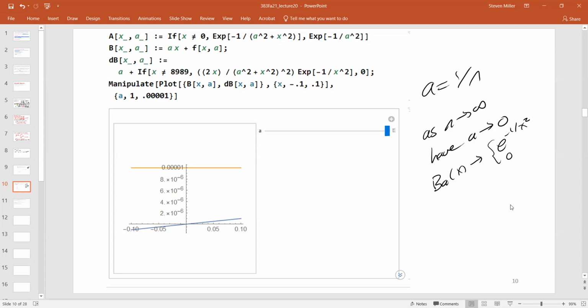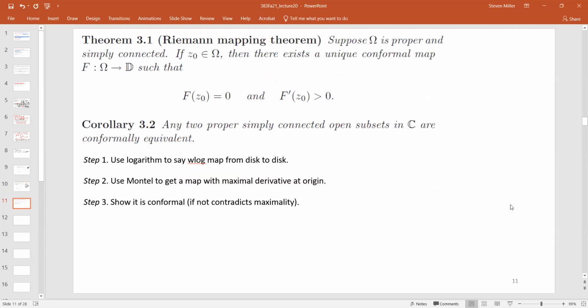All right. So the proof of the Riemann mapping theorem comes down to 3 steps. Step 1 is we use the logarithm to say a different kind of log. Without loss of generality, we can map from the disk to the disk. We might as well assume that our initial region is the unit disk. The second step: for a subset of the unit disk, we use Montel to get a map with maximal derivative at the origin. And then finally, we show it's conformal. If it's not conformal, it's going to contradict maximality.